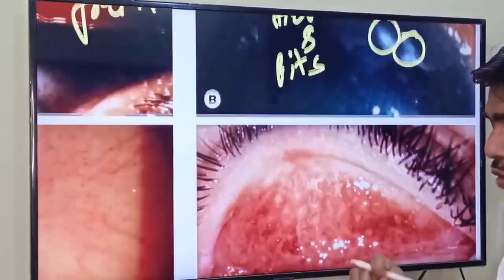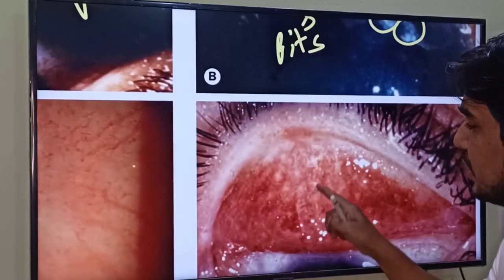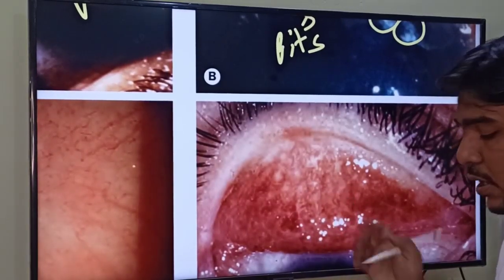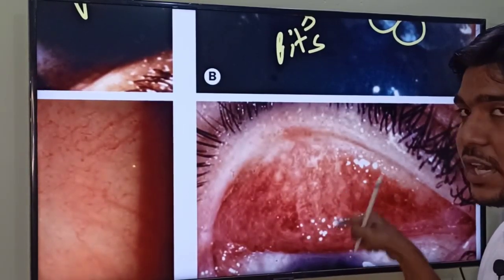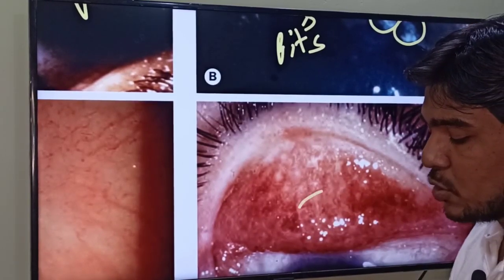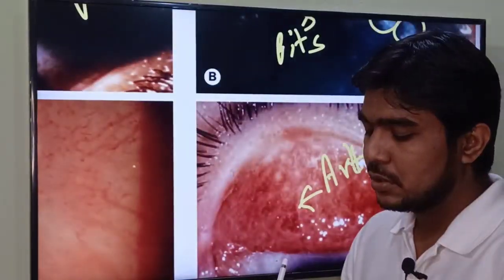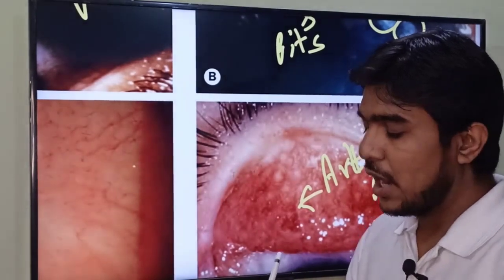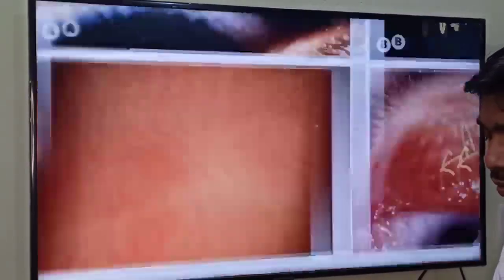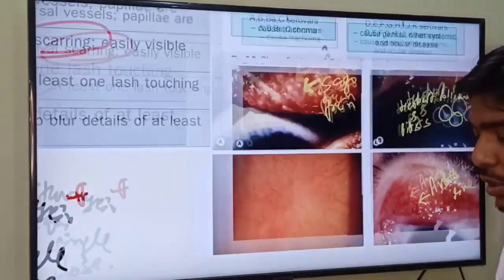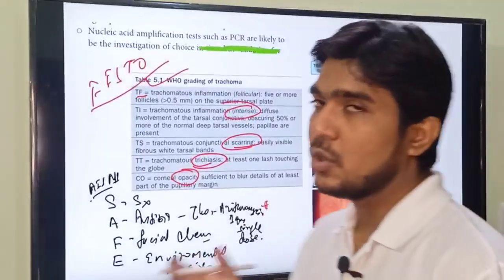You can get a question over this. These are the subconjunctival fibrosis or scar. This is on the tarsal plate, the upper tarsal plate. This is called, very important question, Arlt's line. Arlt's line. This is a very important question. Okay. Now this is all about question number 1.